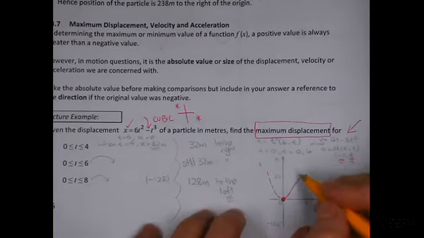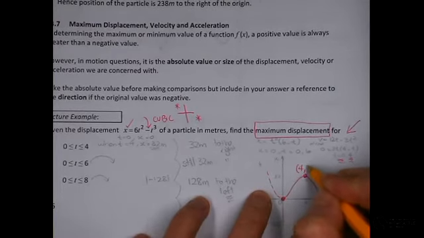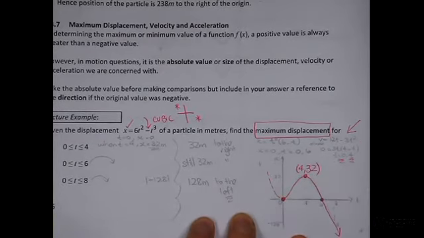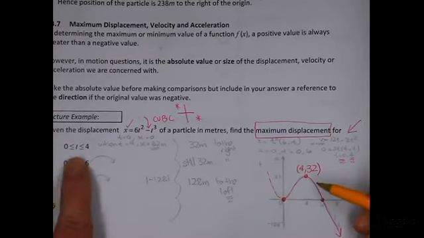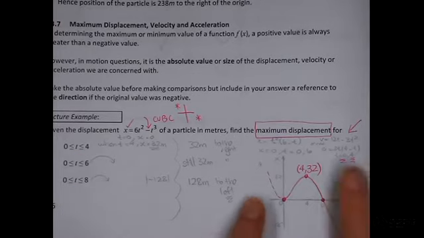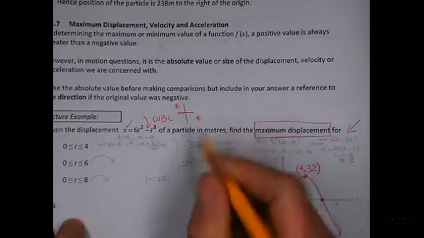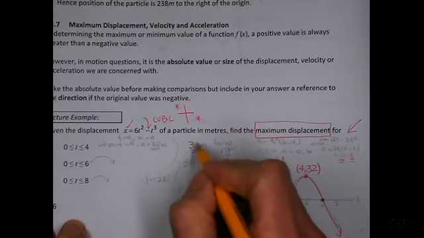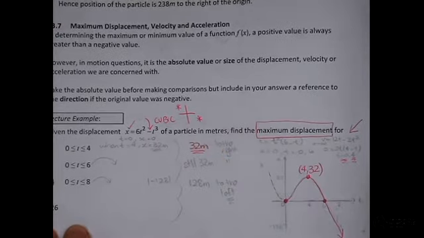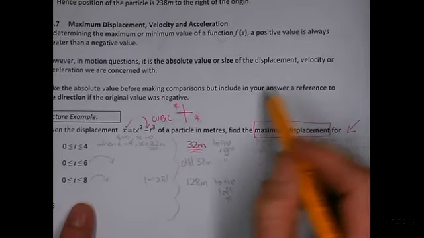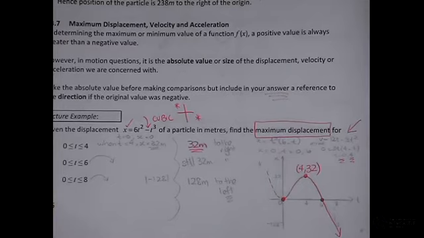How do you find it? Well, we know when it happens, and then I substituted it to get its value in there. What would its maximum displacement be if you were only restricted to the 0 to 4 domain? Now, I've put 32, and I've also said 32 metres to the right, because in your answer, we like you to make a reference to the direction of the original value.